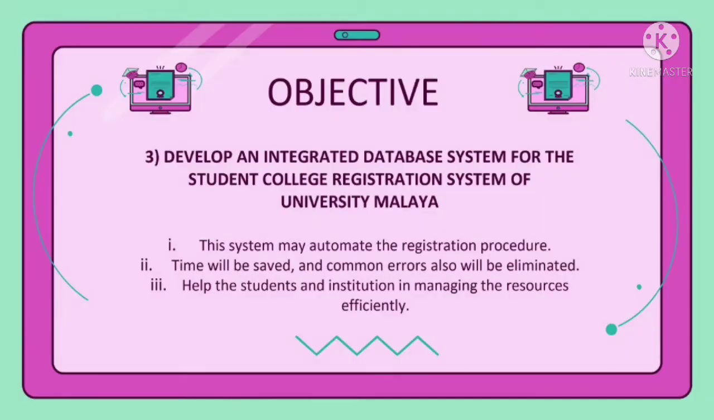In addition, an objective of this project is also to develop an integrated database system for the student college registration system of University Malaya. Without any physical human interaction, this system may automate the registration procedure. By having this automated process, time will be saved and the common errors also will be eliminated. With the requirement of a registration process for each semester, it will become even more vital to streamline a time-consuming process. The achievement of the objectives above can help the students and institutions in managing the resources efficiently.